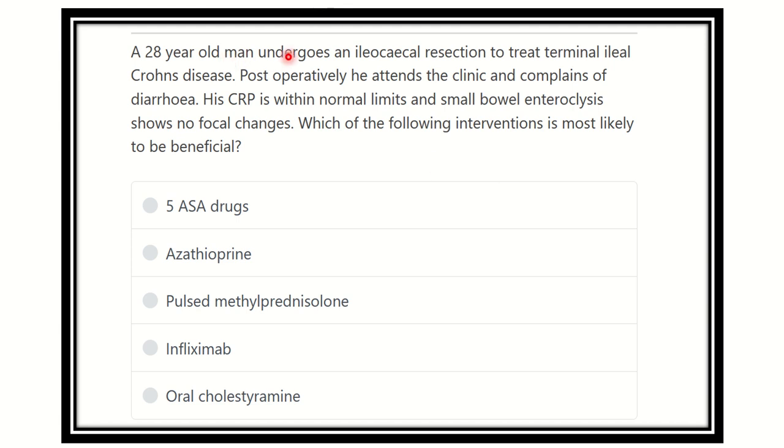A 28 years old man undergoes an ileocecal resection to treat the terminal ileal Crohn's disease. Post-operatively, he attended the clinic and complains of diarrhea. His CRP is within normal limits and small bowel enterocytosis show no focal changes. Which of the following intervention is most likely to be beneficial?